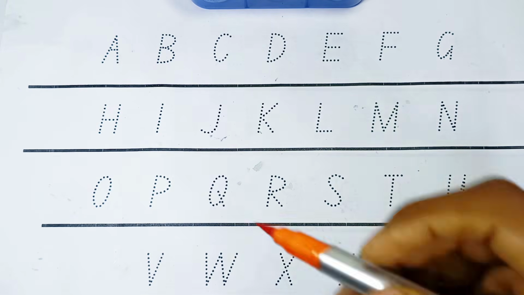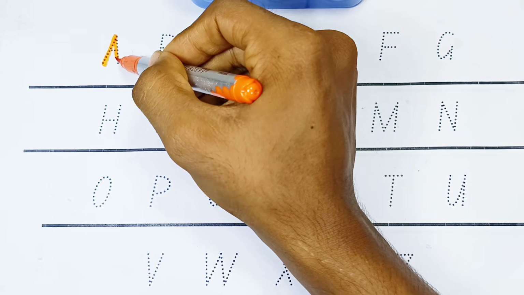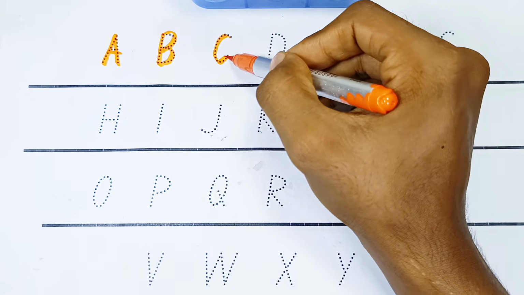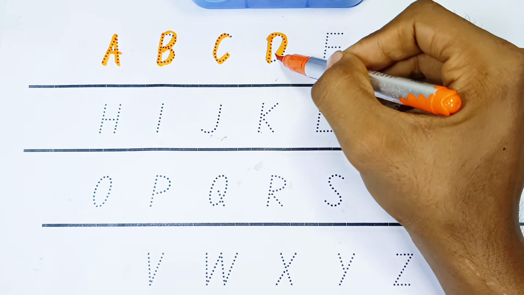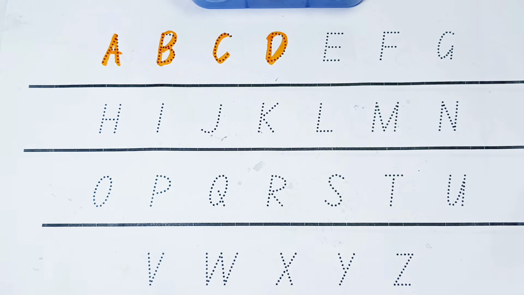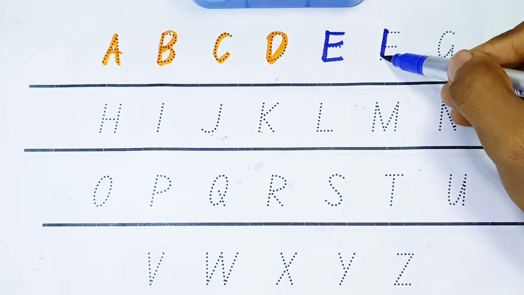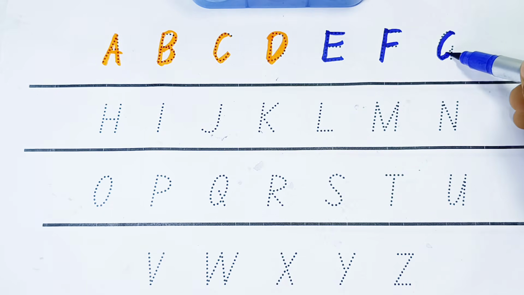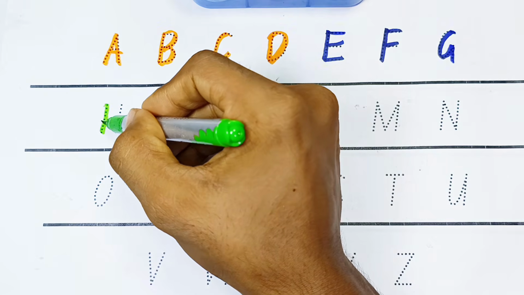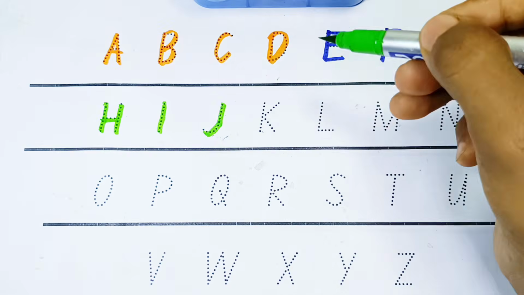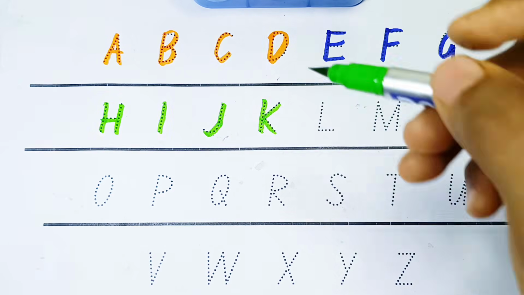So kids, now you draw A for apple. B for ball. C for cat. D for dog. Kids, now you draw E for elephant. F for fish. G for God. Kids, now you draw H for helicopter. I for ice cream. J for joker. K for king.